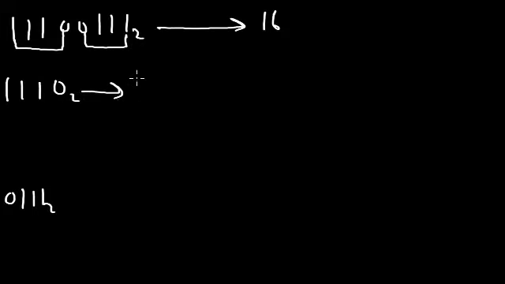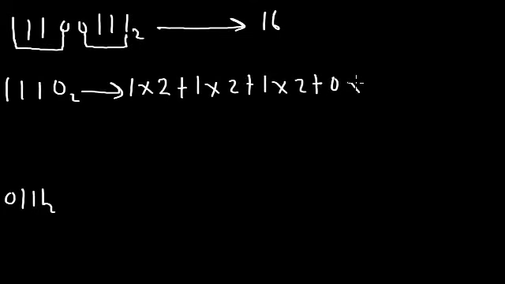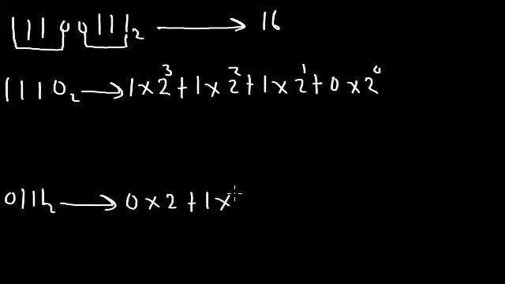So this will correspond to 1 times 2 plus 1 times 2 plus 1 times 2 plus 0 times 2. I'm going to assign an index to it. 0, 1, 2, 3. Then for the second one, 0 times 2 plus 1 times 2 plus 1 times 2 plus 1 times 2.